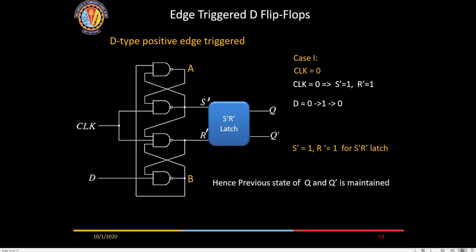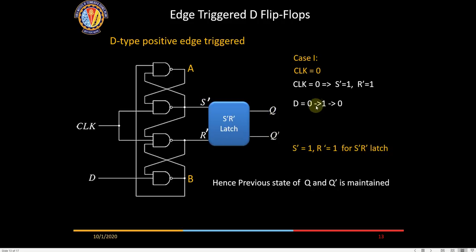If clock is 0, just prior to the clock there will be some data here. It could be S is equal to 0 and R is equal to 1. Suppose it is set to 1. Just before the clock goes to 0, suppose S is 1, S dash is 0, so it will be set to 1. Now the moment clock goes to 0, this also will go to 1. So whatever is the output will continue to remain the same.